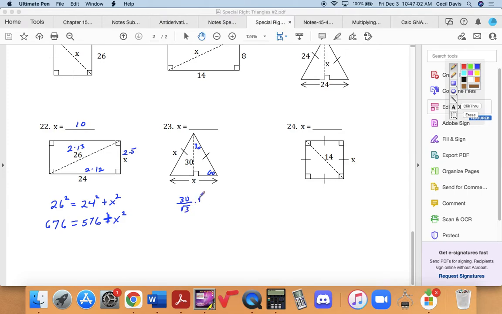So then we multiply by the square root of 3 over the square root of 3. We get 30 square roots of 3 divided by 3. I can reduce that to 10 square roots of 3 for this piece. So then all of x will be twice that, will be 20 square roots of 3. Okay, any other questions?